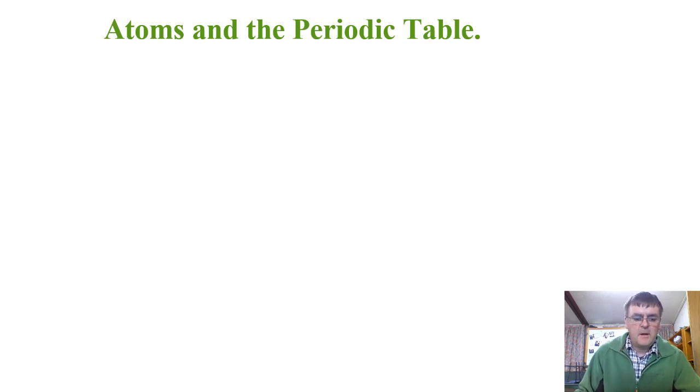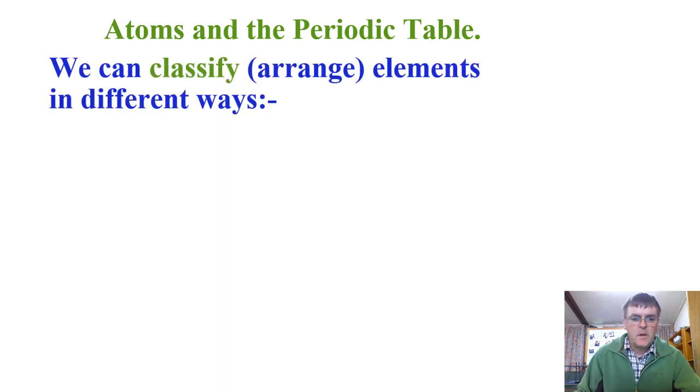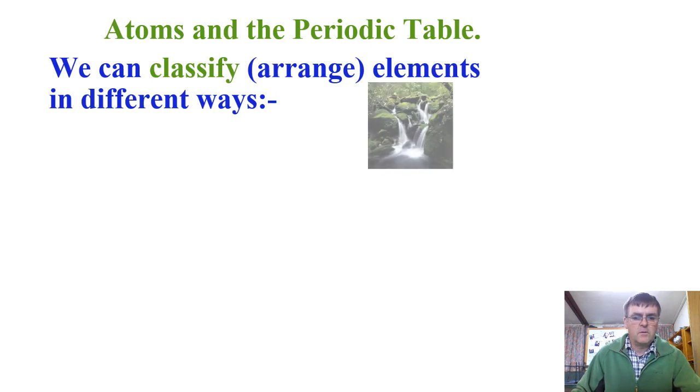Hi, it's Mr. Kane here, and we're going to look at the periodic table and how it's put together, and some of the key things that are useful to know about it, so you can explain it. You should know by the end of this why it looks the way it does, why it's the shape it is.